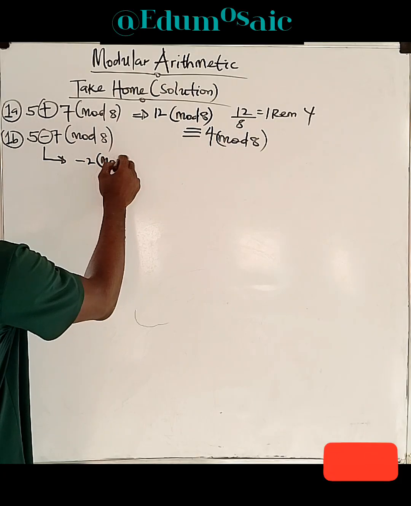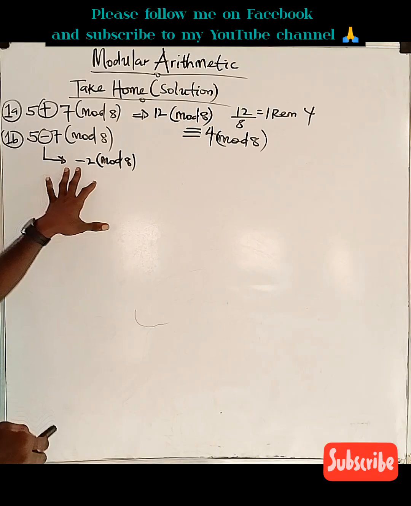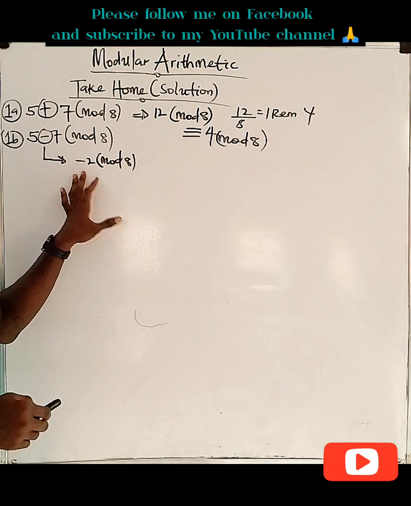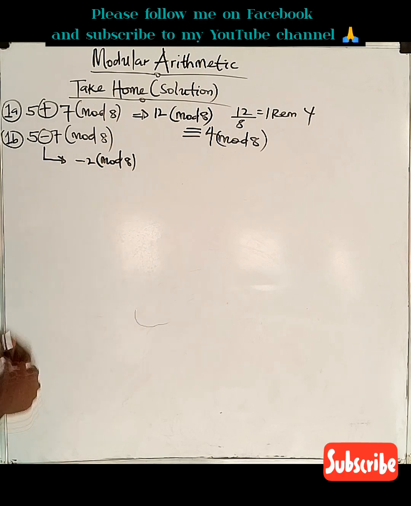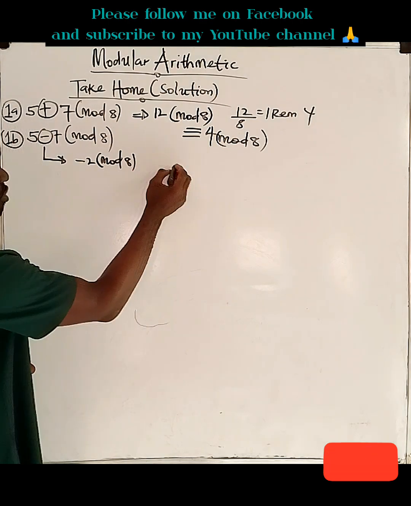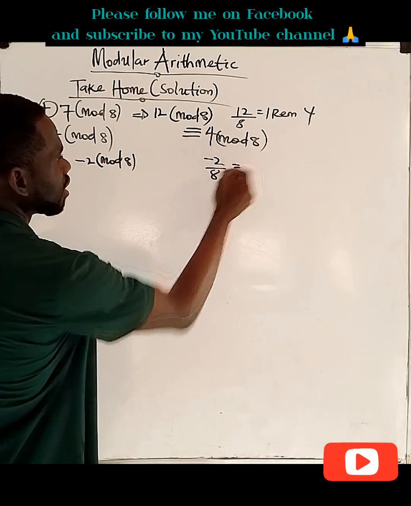So how do we write minus 2 in modulo 8? Now don't forget, this is a negative result, unlike this, that is a positive result. So how do we write this negative result in modulo 8? We've done this in our previous set of classes. If you have not seen those classes, I would advise you to go ahead and do that. So minus 2 will be divided by 8. Minus 2 divided by 8. How do we do that?